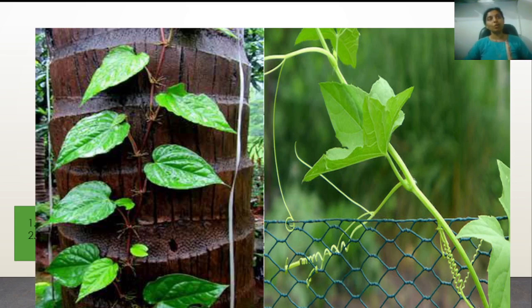Whereas over here, you can see that there are some extensions which twine into a spring-like structure, looking for places to hold on to and grow into, in the case of climbers such as cucumber plants. So these extensions, the long ones, are called tendrils, where I hope you understand the difference.